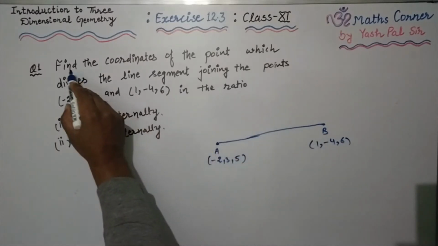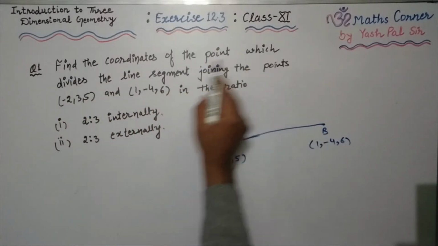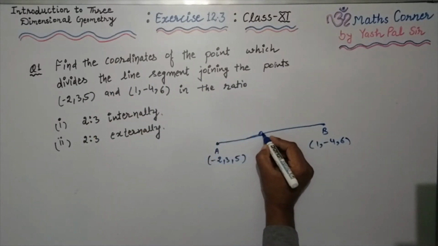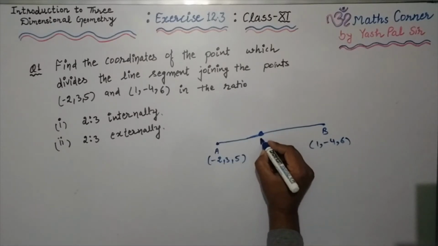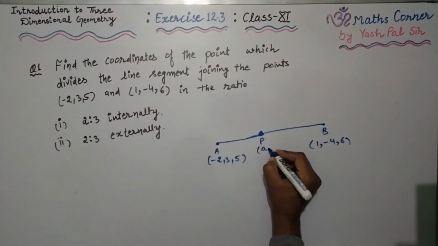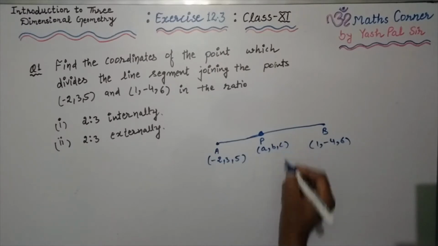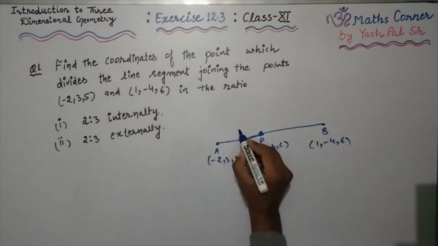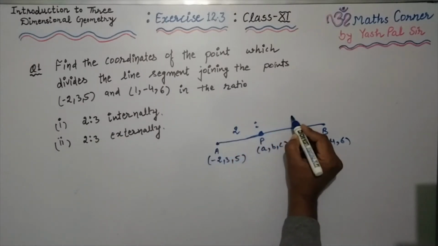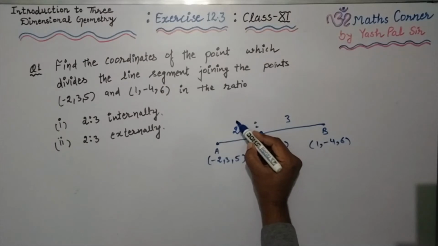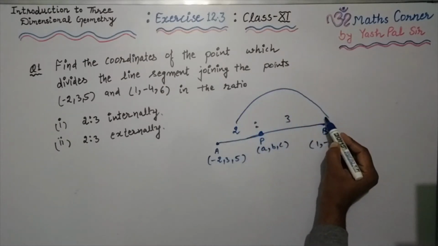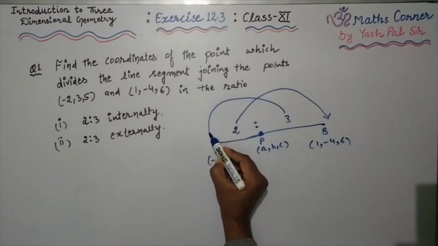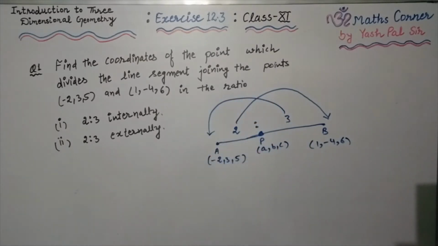Now what is the question? Find the coordinates of the point which divides the line segment joining the points. Suppose this is the required point. We name this P and suppose its coordinates are A, B, C. Now, what is the ratio? Internally, 2:3. So what we do is multiply this 2 with the coordinates of point B, and 3 will be multiplied with the coordinates of point A.